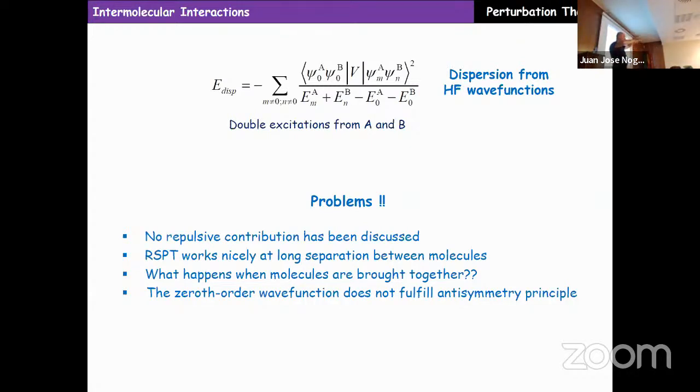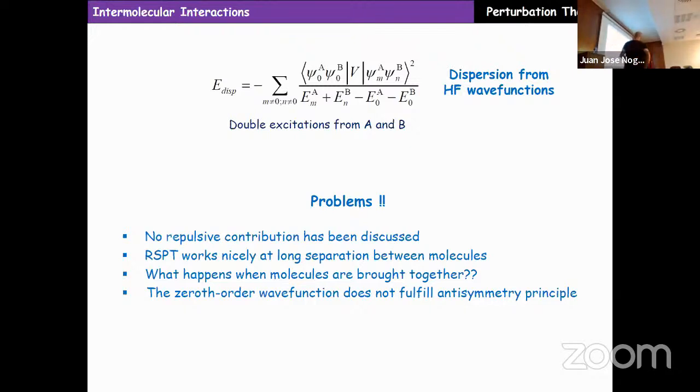So interactions between excitations in both fragments. This is the dispersion energy, and you can understand now that dispersion energy can only be defined in perturbation theory, because in a variational scheme we don't have it. We need perturbation theory to define dispersion.